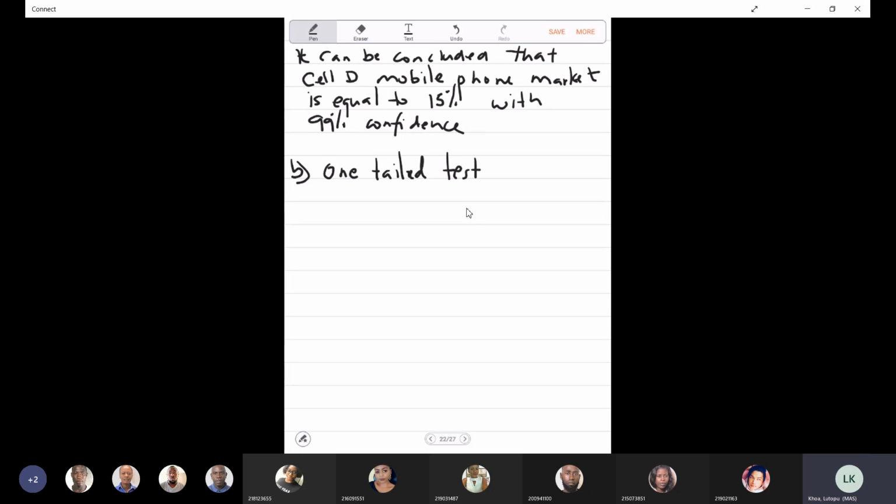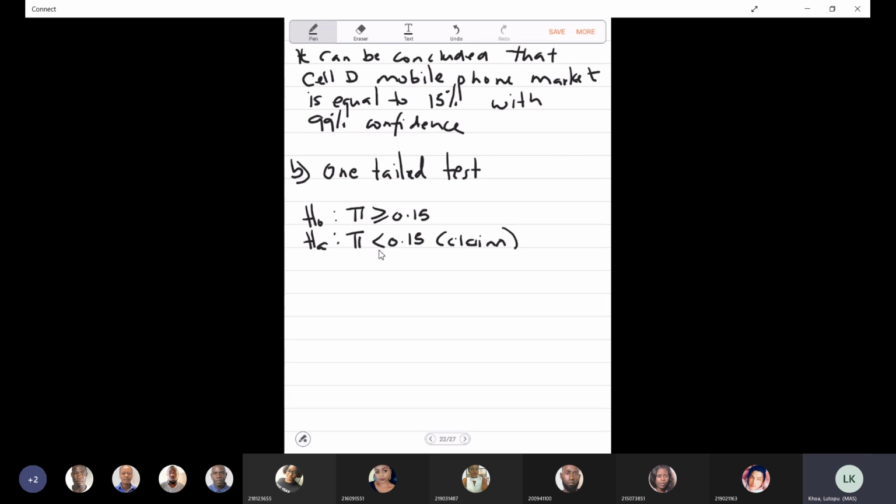Okay, so we follow the same procedure. We have our H naught and our alternative. The alternative says it's less than, because that is the claim. So pi is less than 0.15. This is the claim. And the opposite of that, you say pi is greater than or equal to 0.15. So again, the equal to always goes with the null hypothesis. You never put an equal to over there.